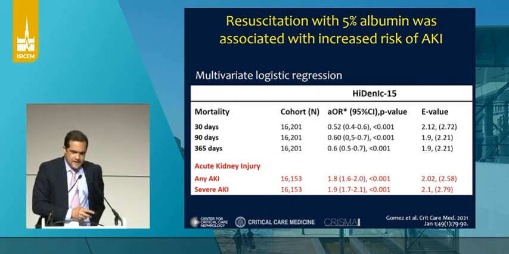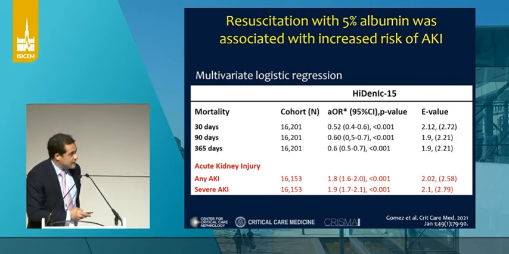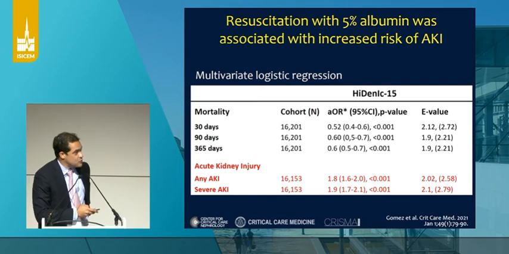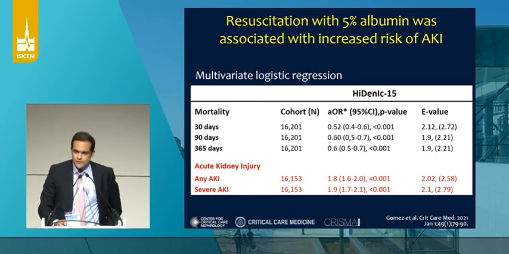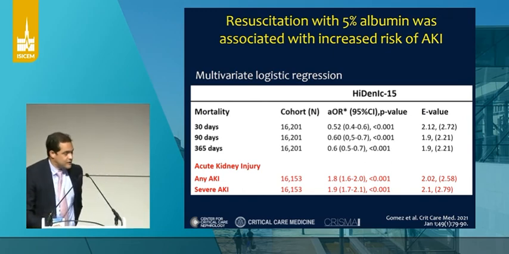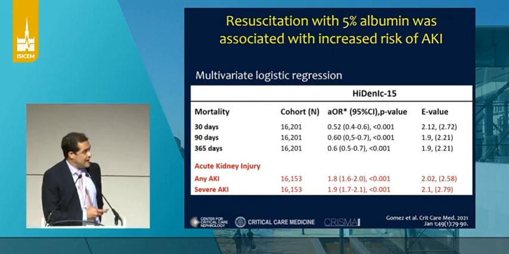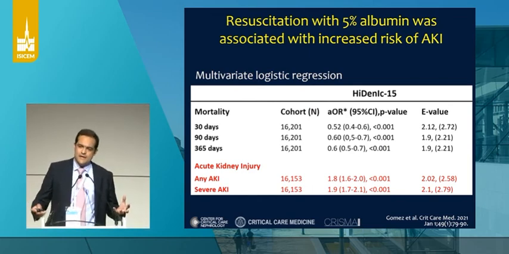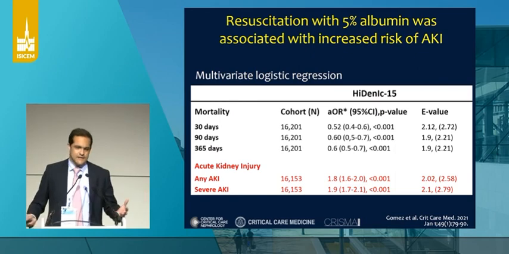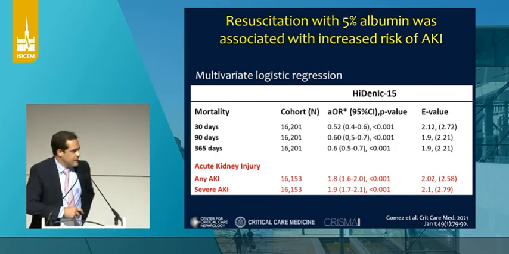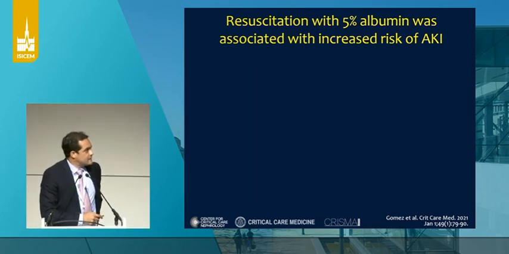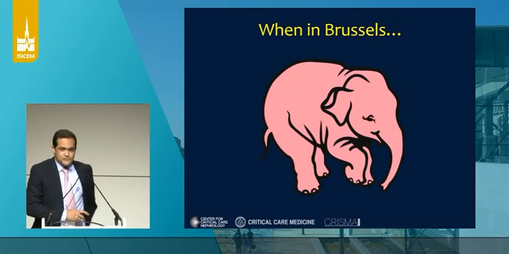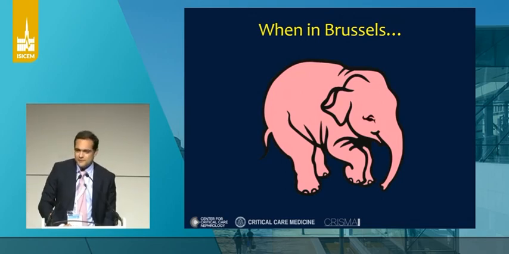Here's the thing, this we did not expect. So we found that actually exposure to albumin was associated with an increase, not a decrease, an increase in the development of acute kidney injury. And this was any AKI or severe AKI. So how do we reconcile a decrease in mortality with an increase in AKI? And well, when in Brussels, let me try to address that elephant in the room.